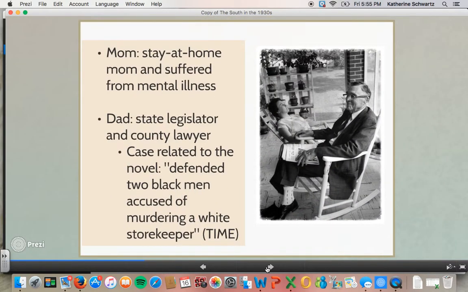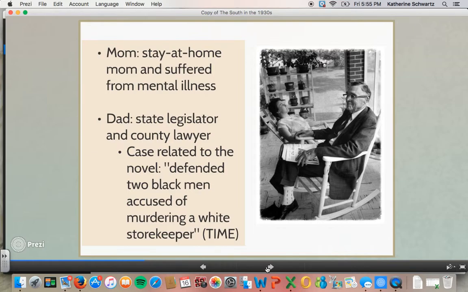Nell Harper's mom was a stay-at-home mom, but she also suffered from some mental illness. I didn't read a whole bunch into that, but her mom did have some other things going on with her. Her dad was a big influence in her life, and especially in her writing. He was a state legislator and a county lawyer in their town.